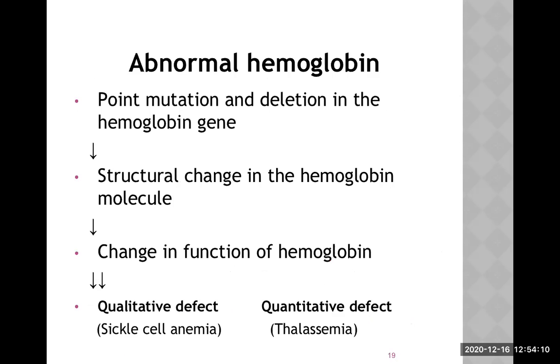Now, with this discussion, let's enter into the topic of abnormal hemoglobin. We'll talk about a bit of the pathological aspect here. Why are abnormal hemoglobins formed or synthesized? This is the first question here. Okay, you see this? There is point mutation and deletion in the hemoglobin gene here. Point mutation and deletion in the hemoglobin gene. What does that mean? What is mutation?